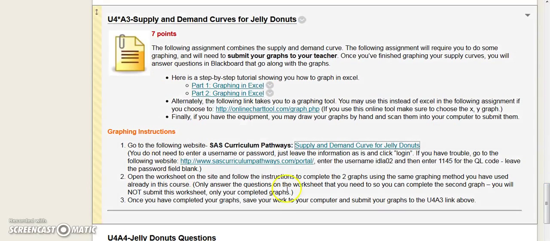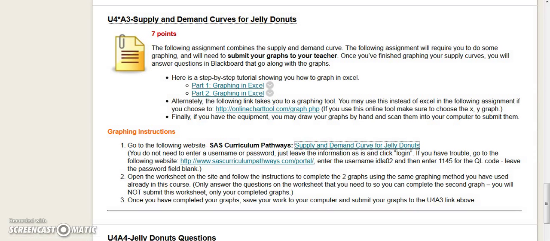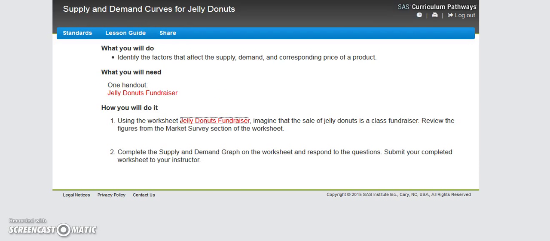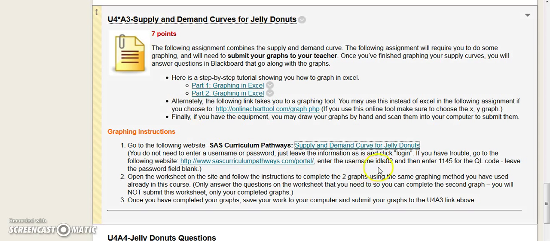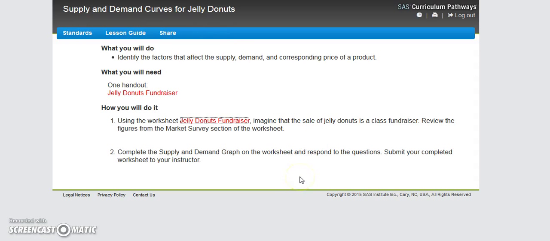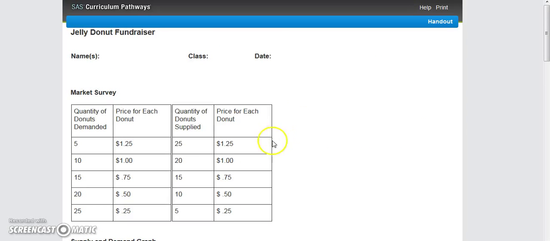So in this assignment, it's a little bit different setup than the other 2 assignments that you've been doing where you graphed. You're going to actually go to the SAS Curriculum Pathways website. When you get there, you will have to log in. Remember, when you log in, you just simply do IDLA02 and then no password, and it will take you to this website right here. In here, what you need to do is just click on this link right here, and it will open up this document for you. You don't need to print this or anything, but this is the guideline for the assignment. So instead of it being in Blackboard, this is what you're going to be doing.